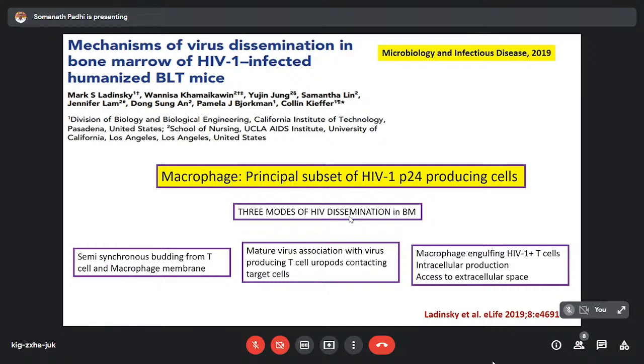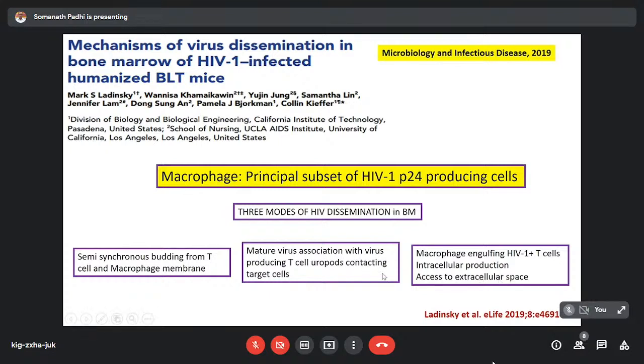One is a semi-synchronous budding from the T cells and macrophage membrane. There is a budding that happens from the T cells and macrophage membrane. Mature virus undergoes macrophages engulfing HIV-1 positive T cells. They keep on proliferating. There is intracellular production of a lot of viral elements, and there is also access to the extracellular space that leads to the release and further infection of these target cells.